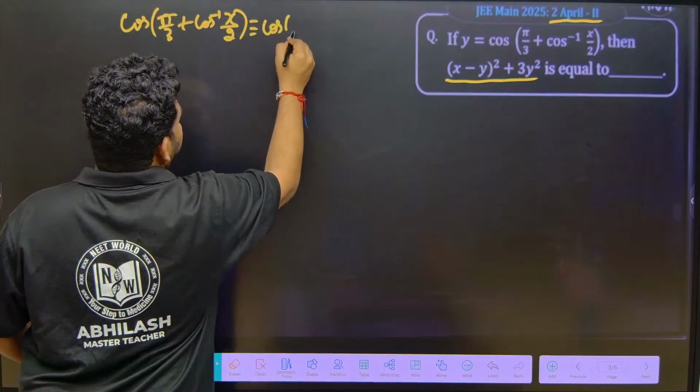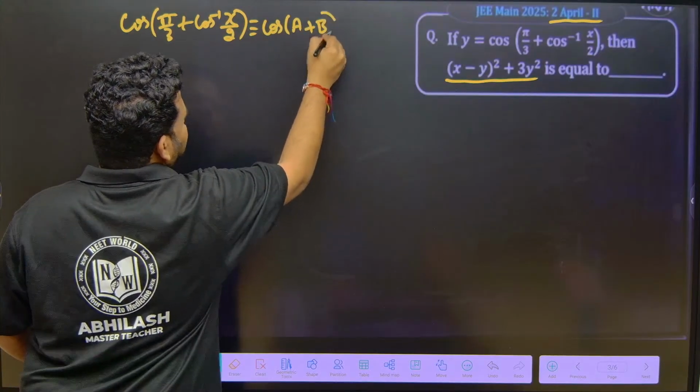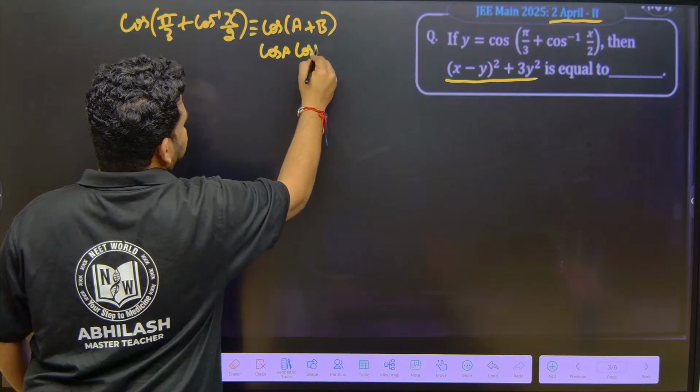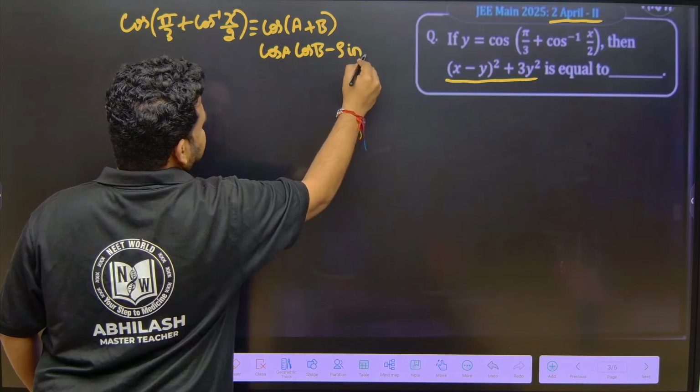Cos of a plus b, correct? No, cos of a plus b is nothing but what? Cos a cos b minus sin a sin b.